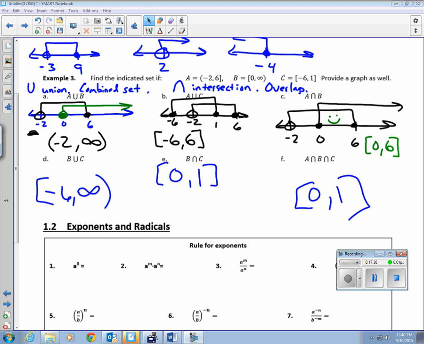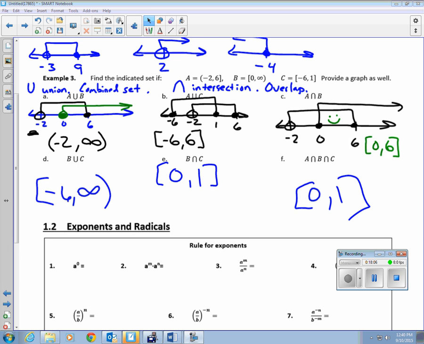Any mistakes? So, let's see. B union C. So we're doing unions. We're combining the two. So B union with C. So this one starts back at -6, and it goes all the way over to infinity. So it looks like that one's good. This was just the intersection or the overlap between the two. So looks like this one has some negative numbers. This one doesn't have any negative numbers. It only has positive. And these positives only go to 1, so 0, 1 looks like it's going to be correct. Right? I didn't make a mistake there, did I?